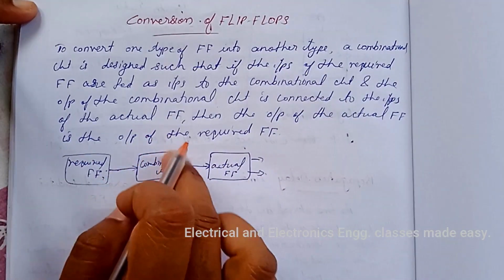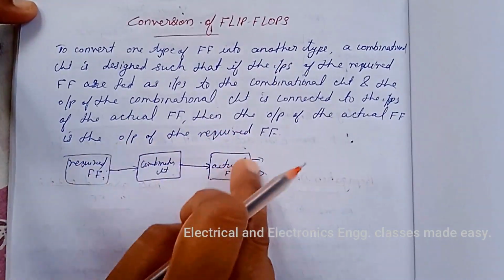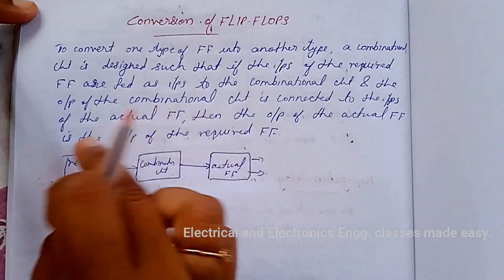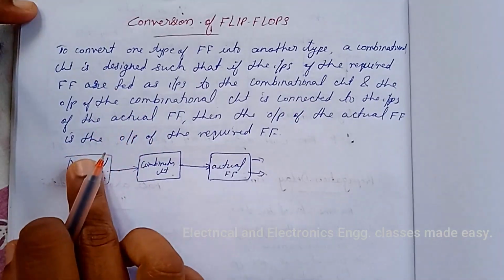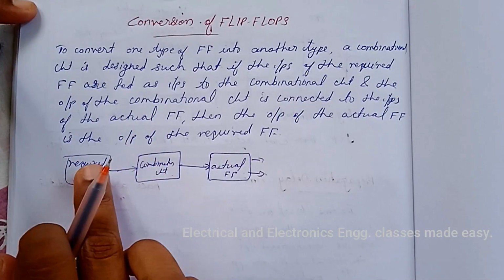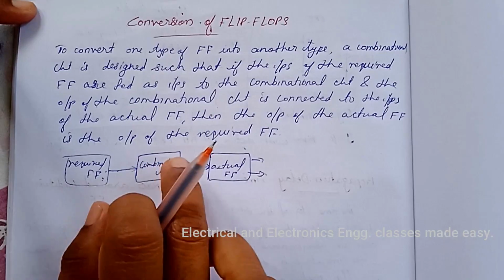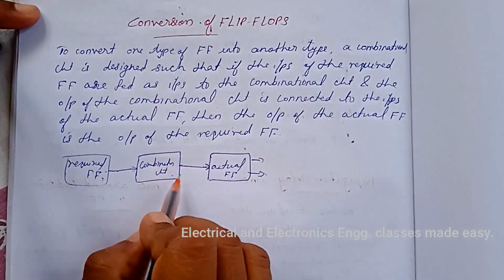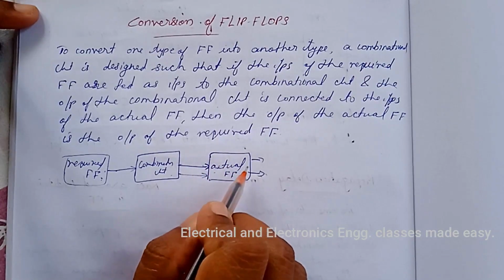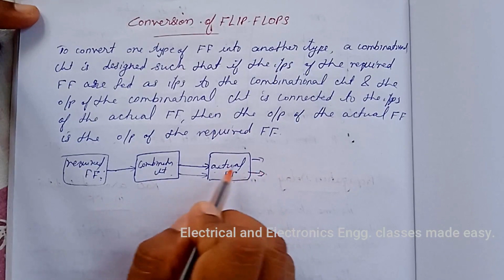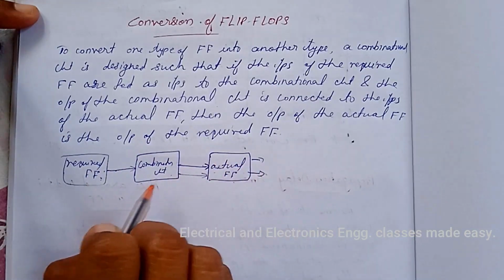So there will be a combination circuit to convert one flip-flop into another. This is the actual flip-flop and we have to convert it to another flip-flop, that is, the required flip-flop. This is the input of the required flip-flop and that input is connected to the combinational circuit, and the output of this combinational circuit is connected to the input of the actual flip-flop, and the output of the actual flip-flop is the required flip-flop's output.